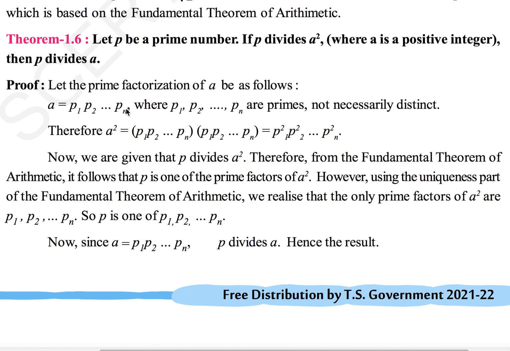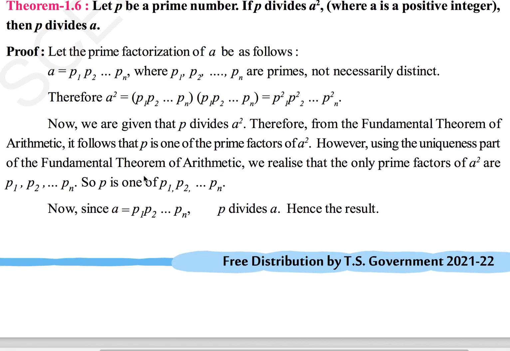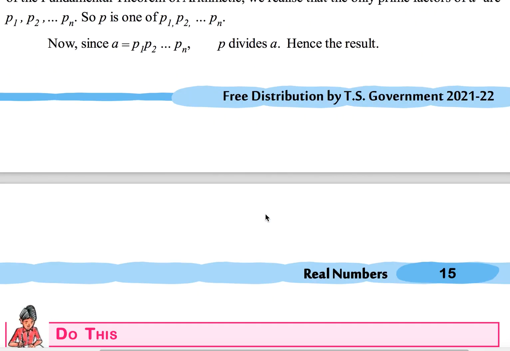Therefore a square equals p1 square, p2 square, and so on, pn square. Now we are given that p divides a square. Therefore, from the fundamental theorem of arithmetic it follows that p is one of the prime factors of a square. However, using the uniqueness part of the fundamental theorem of arithmetic, we realize that the only prime factors of a square are p1 to pn, right? So p is one of p1, p2, ..., pn. Now since p1 to pn are the prime factors of a, p divides a, hence the result.